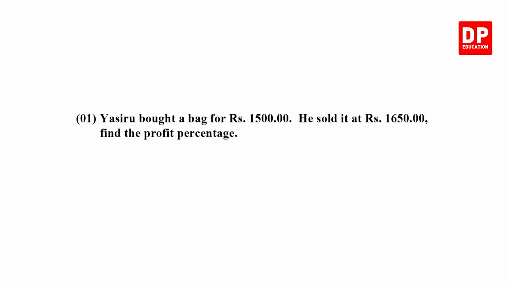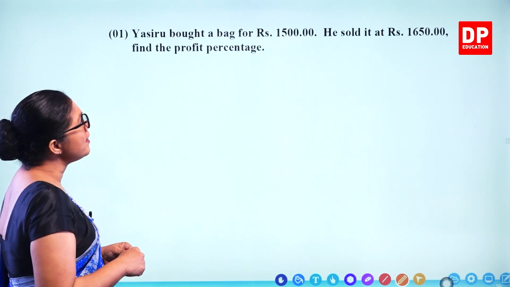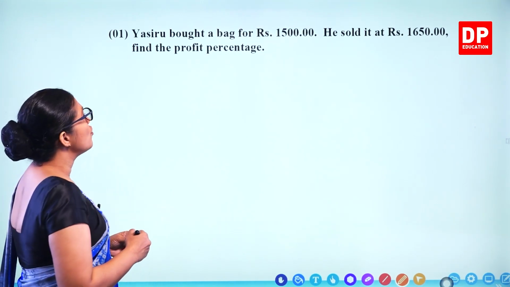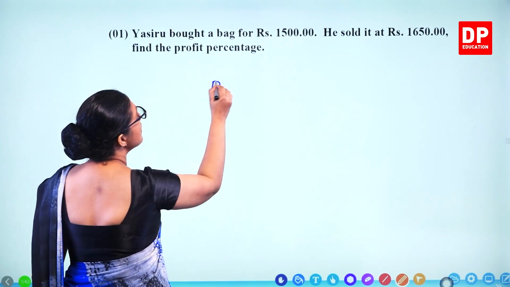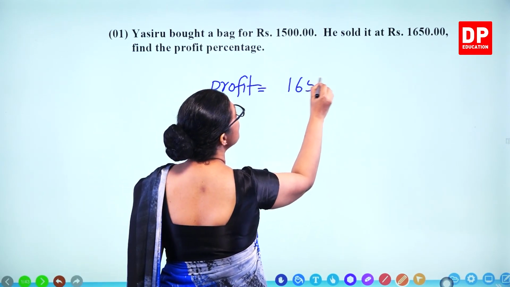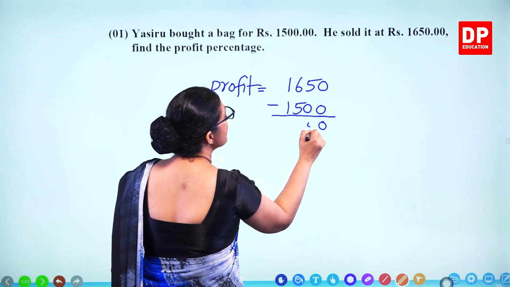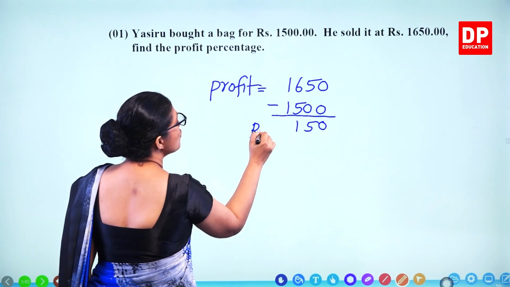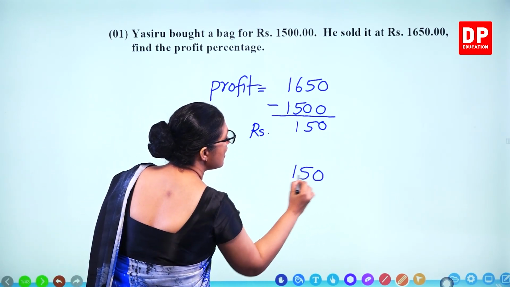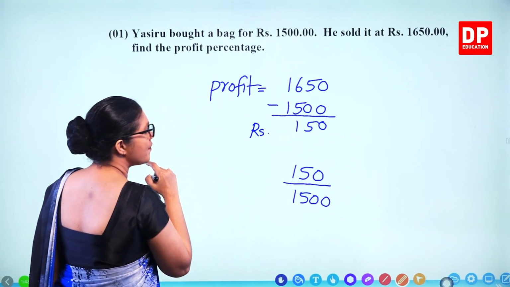Let's take question number 1. Yasiru bought a bag for 1500 rupees. He sold it for 1650 rupees. Find the profit percentage. So you need to find out the profit first. Selling price is 1650, buying price 1500. So the difference is 150 rupees. So he made a profit of 150 for 1500 rupees because he spent 1500 rupees.